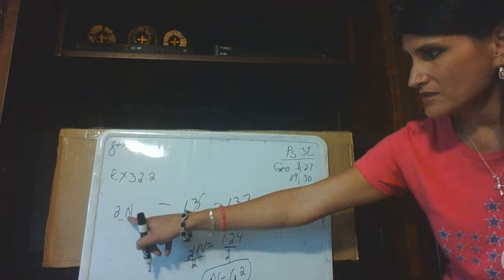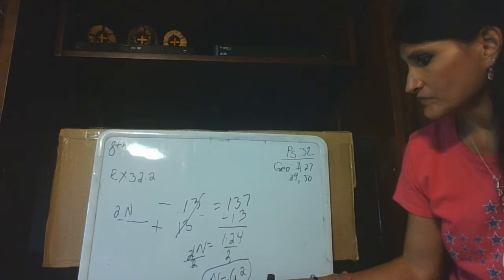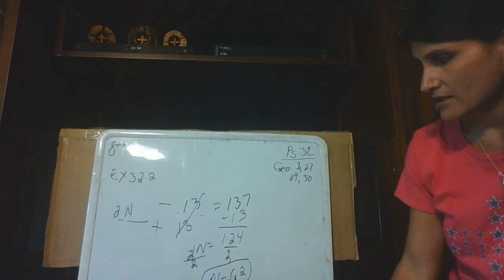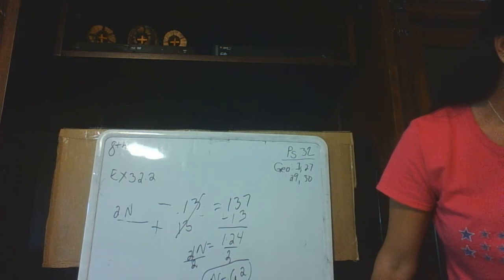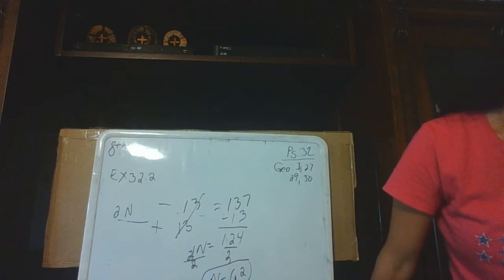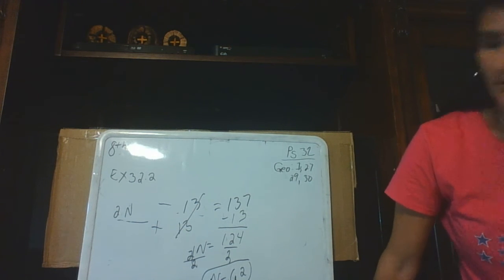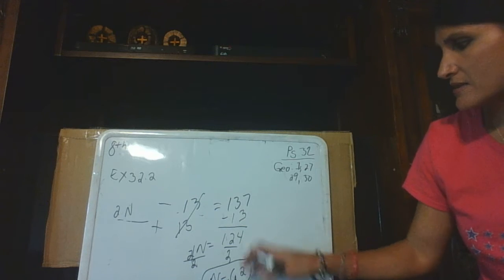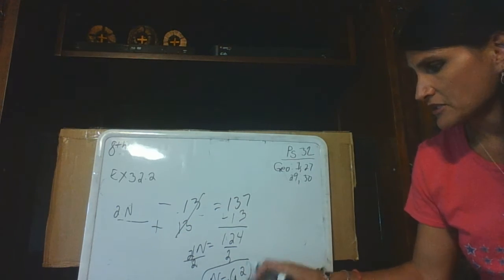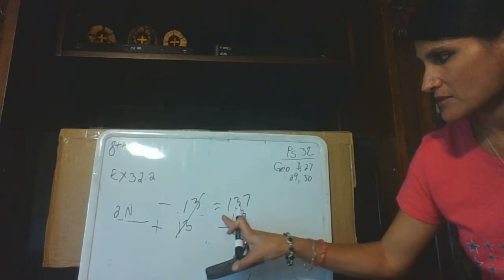And you can check it. 2 times 62 is 124. 124 minus 13 is not 137, so I had to have done something wrong. Let's see, what did I do? Let's see, 2n minus 13 plus 13. Did I write that wrong? Oh, yes. See, that's why checking is important. By me quickly checking, I realized it didn't match. So what I did wrong was over here. I added 13, but I subtracted here.